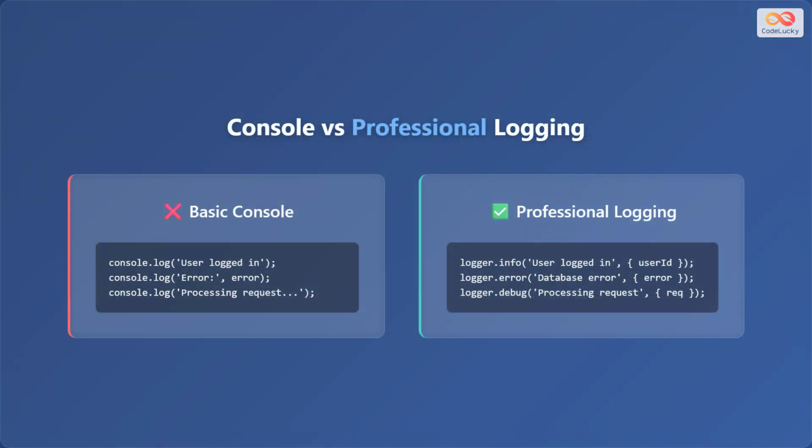Let us understand the difference between basic console logging and professional logging. Basic console logging typically involves using console.log to output messages, errors, and processing status directly to the console. On the other hand, professional logging uses dedicated logging libraries like Winston, offering more structured and detailed logging with features like log levels, metadata, and integration with various output destinations.